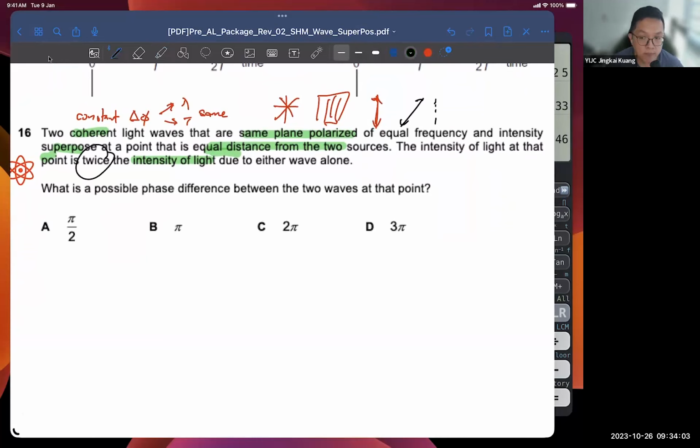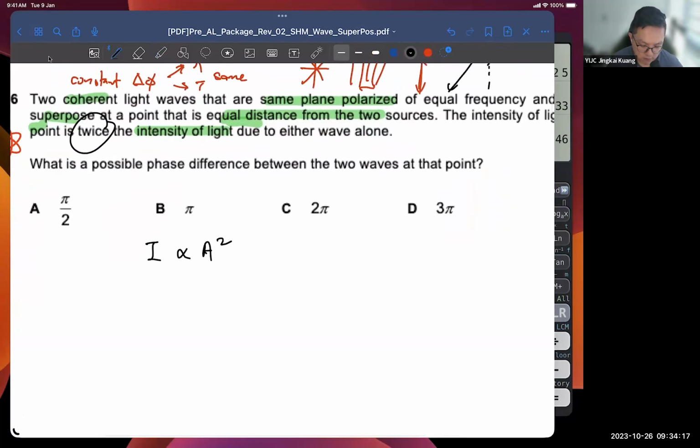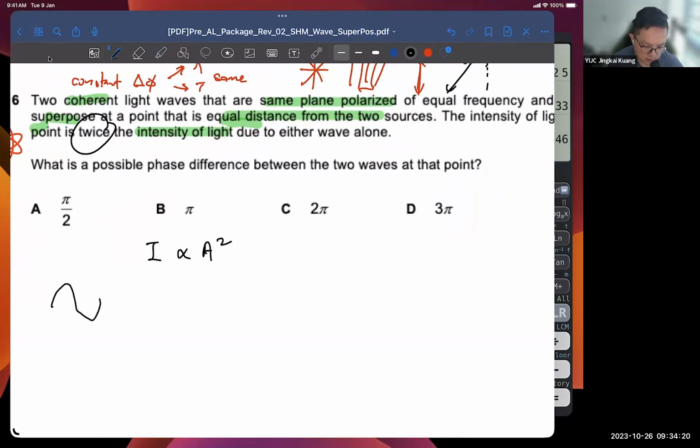Okay, twice the value. For this, we need to look at the relationship between intensity and amplitude. We know that intensity is proportional to amplitude squared. When we look at superposition, if we have an in-phase superposition, let's say we have one wave with amplitude A, and the other wave is also amplitude A. When they superpose this way, you will get a wave that has amplitude 2A. So if the intensity is I, the intensity here becomes 4A squared, which is actually 4 times my original I.